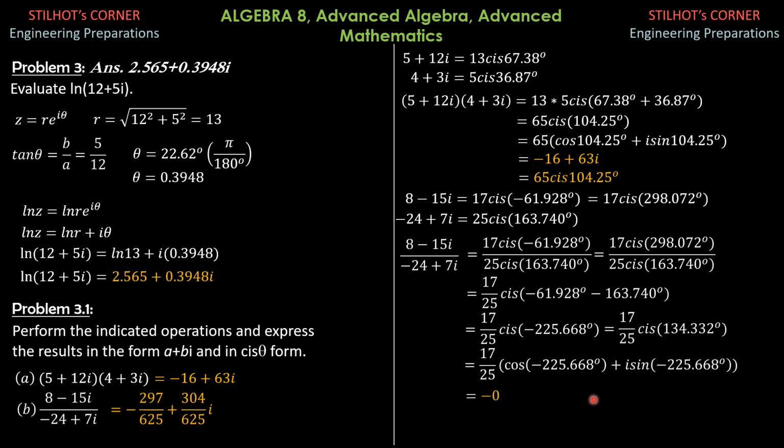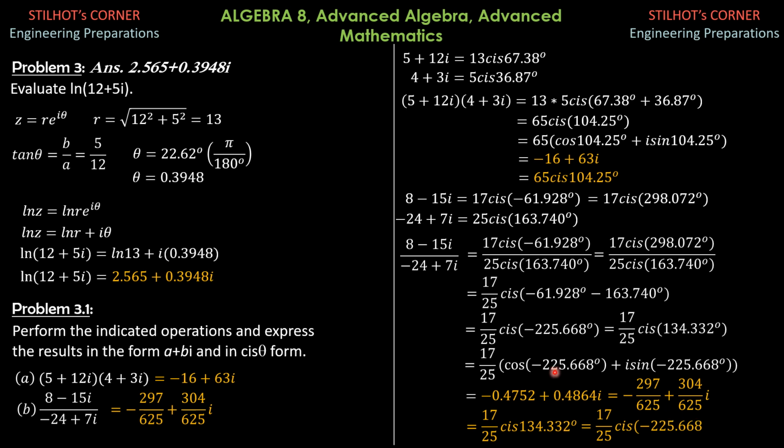And using your calculator, it is in decimal form negative 0.4752 plus 0.4864i. If you use this, that's the same. Actually, this is equal to negative 297 over 625 plus 304 over 625i. Then in cis form, 17 over 25 cis of 134.332 degrees, which is also equal to 17 over 25 cis of negative 225.668 degrees. So that's it for this video.